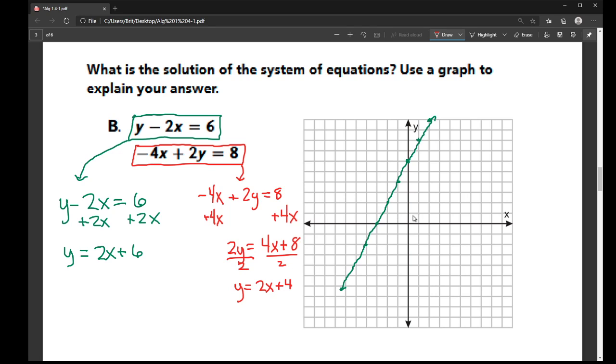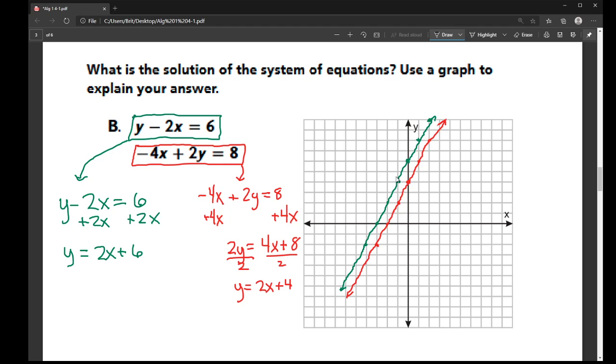So here my y-intercept is at 4, and then my slope is also 2. So I'm going to rise by 2 and run by 1 over and over and over again. Now hopefully, these lines are so close to each other, it'll be clear that these are running parallel to each other. Do you guys see that? That if these lines continue on forever, they'll never touch?